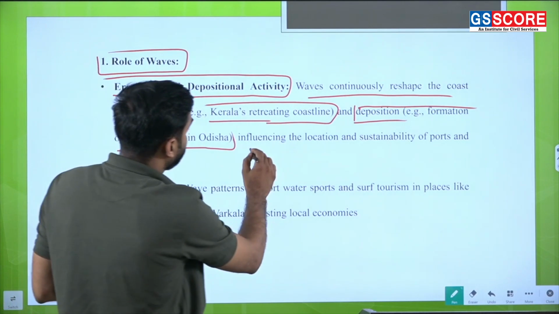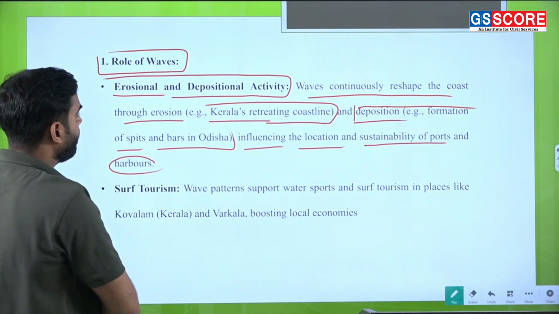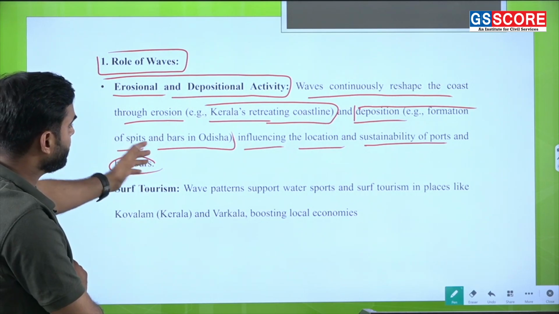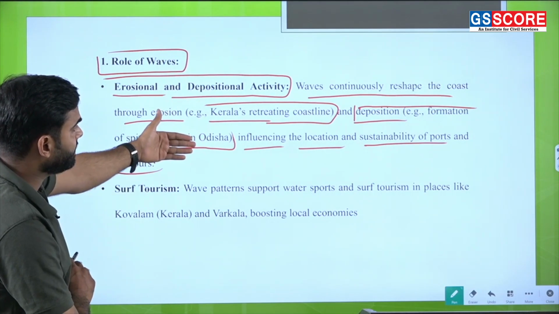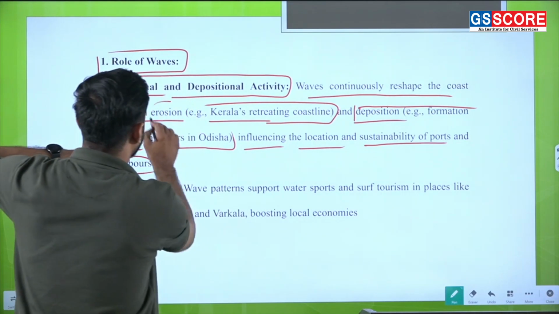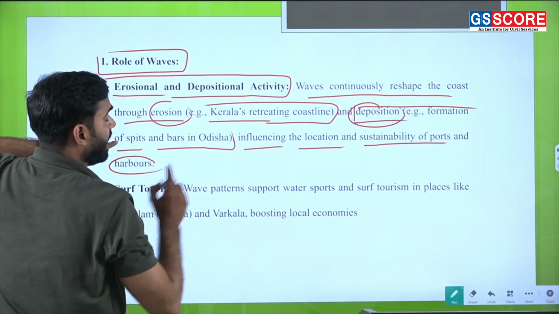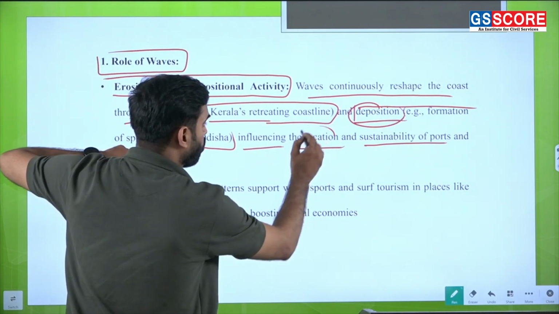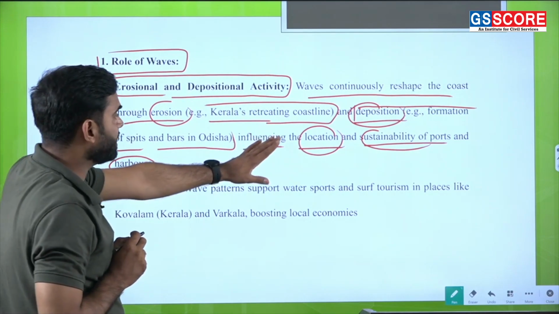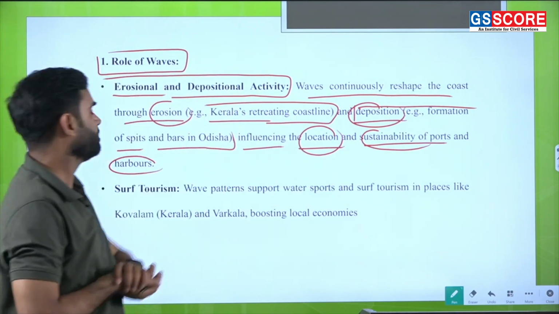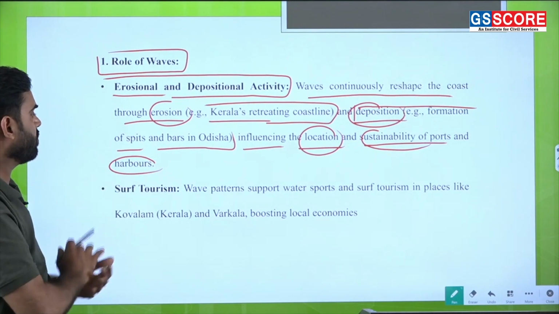Next, influencing the location and sustainability of ports and harbors. This is another important example which I added in the role of waves. In limited lines, I mentioned the role of erosional activity, the role of depositional activity, and also influencing the location and sustainability of ports. So I mentioned the maximum information with limited words.